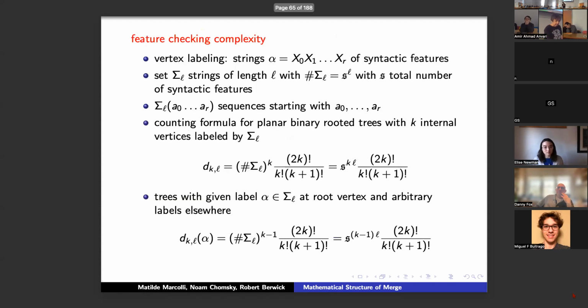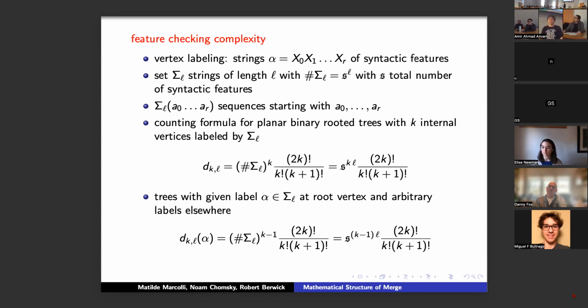I don't want to give too many details on this, but there's a simple counting formula for planar binary rooted trees where the internal vertices are labeled by some strings of symbols. When you do these matching conditions, you have one entity that has a fixed label, and you're looking for something that has a matching label or a matching beginning of label. And so you can count how many possibilities you have of finding that.